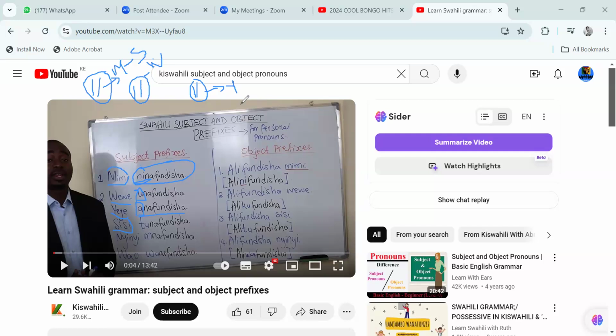The first person pronoun in the plural aspect will now be sisi, the sisi down here, because they're no longer 1. Now, this second person, where they are, will now be nyinyi. It moves from wewe to nyinyi. It is nyinyi. And this becomes the plural of the second person pronoun. If there are many in the third person, it will be wao.